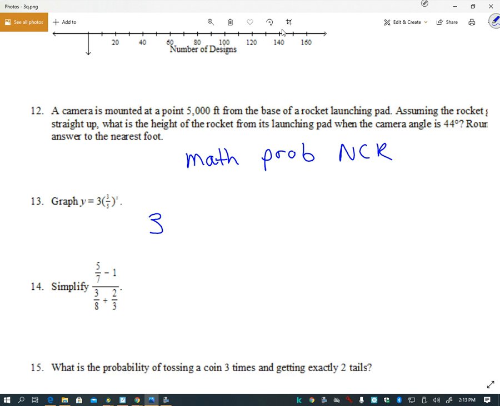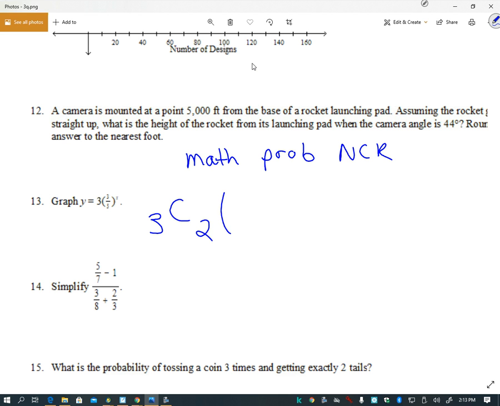If you have an older calculator, like a TI-83, you're going to have to type in the 3 first, and then go math, probability, NCR, so that your 3 is left of the combination. After that, you're going to have the number of times you wanted to do something specific. In our case, it's 2. We wanted to do something specific twice.